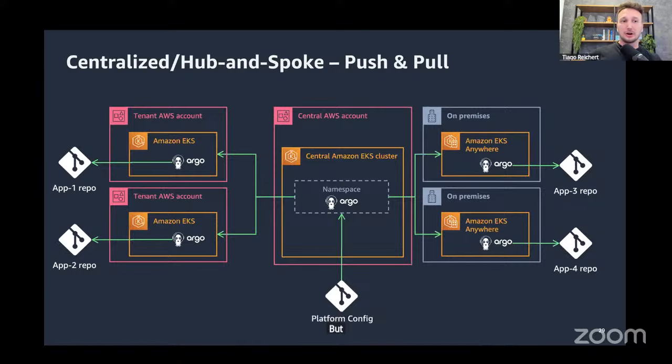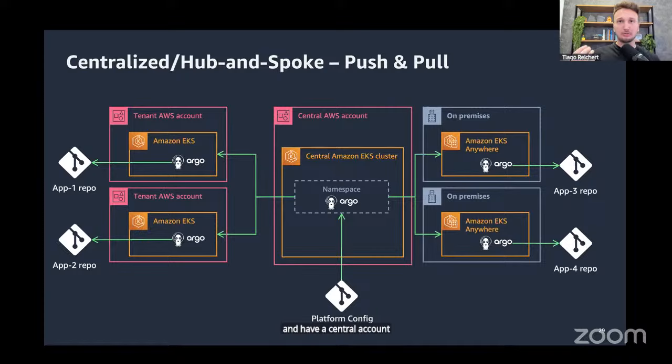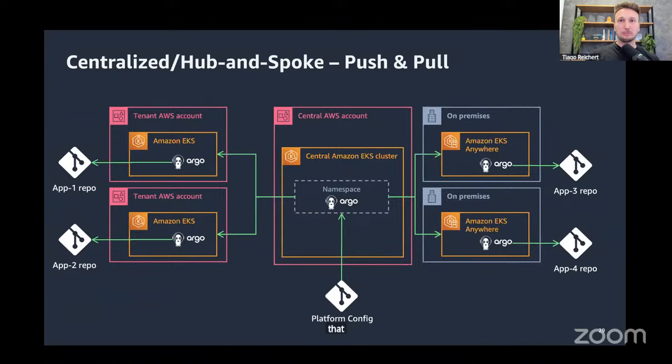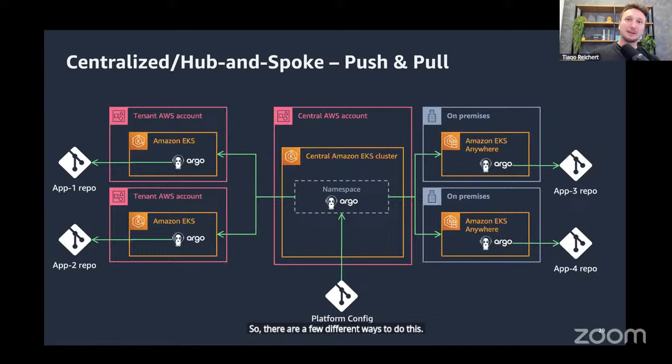But there is also another approach that you could use here as well. If you don't want to have an Argo CD itself running on all of those accounts, you could also use the Argo agent. It's a way for you to run, on those data plane clusters, just an agent of Argo. Let's take Argo as an example right now, and have a central account or control plane account with Argo CD installed. And those Argo agents will work in a pull-based fashion, in which they will get the changes that are defined in that control plane Argo and deploy that in those data plane clusters that have your applications for your business units running. So there are a few different ways to do this, and each one will have pros and cons.